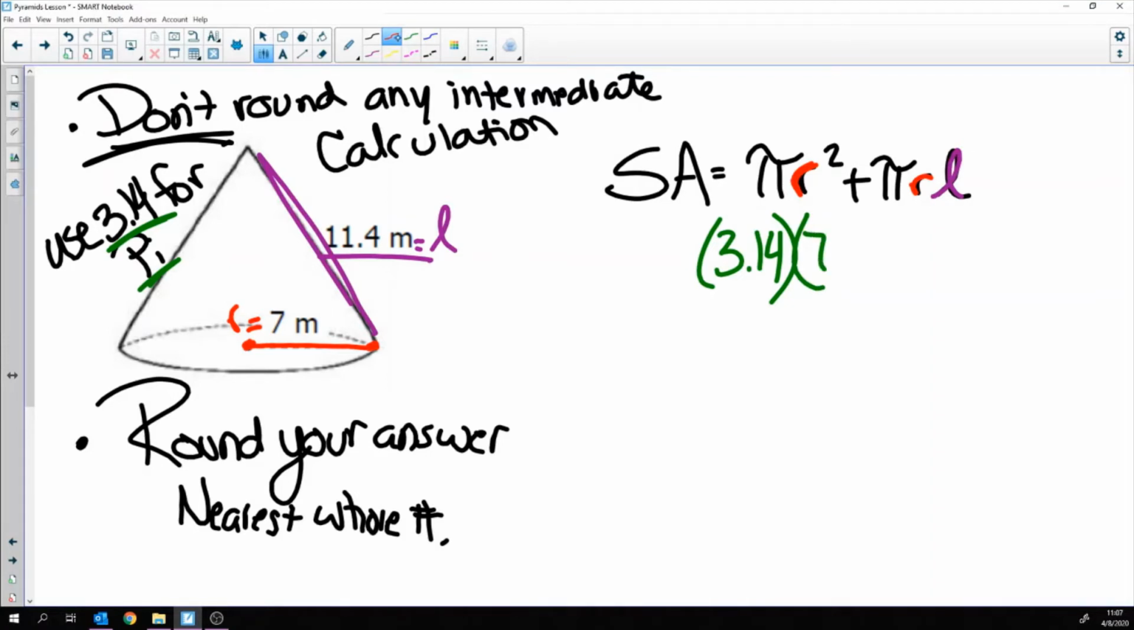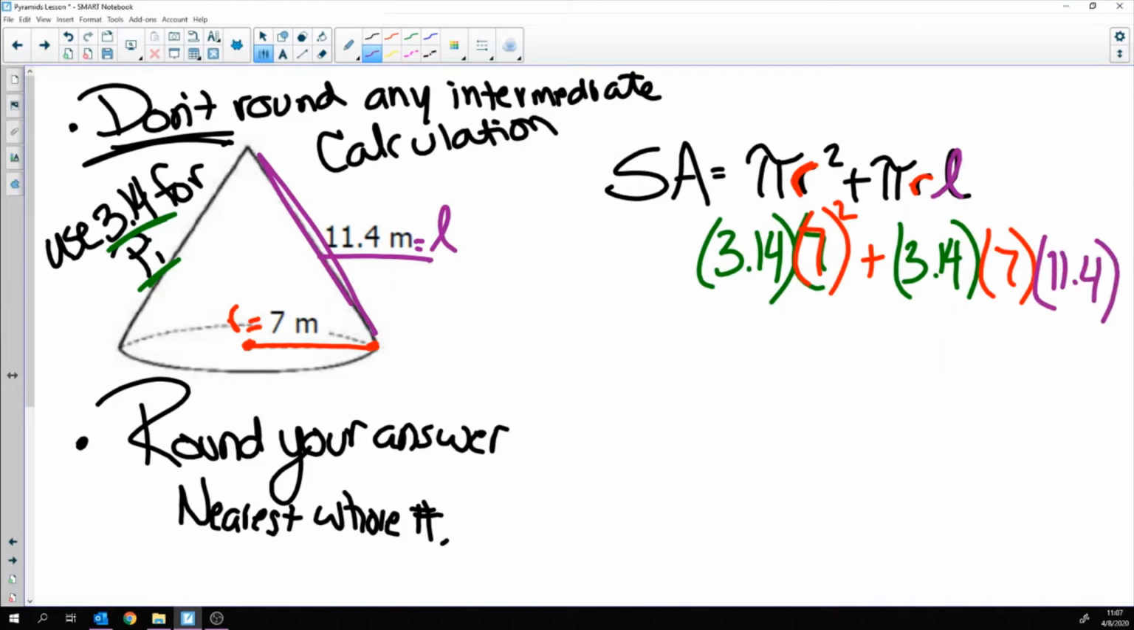Didn't change colors, that's weird. And then squared, right? The squared stays there, plus pi times the radius, which is 7. And then last but not least, the slant height, L, which is 11.4. Now it's just doing order of operations.